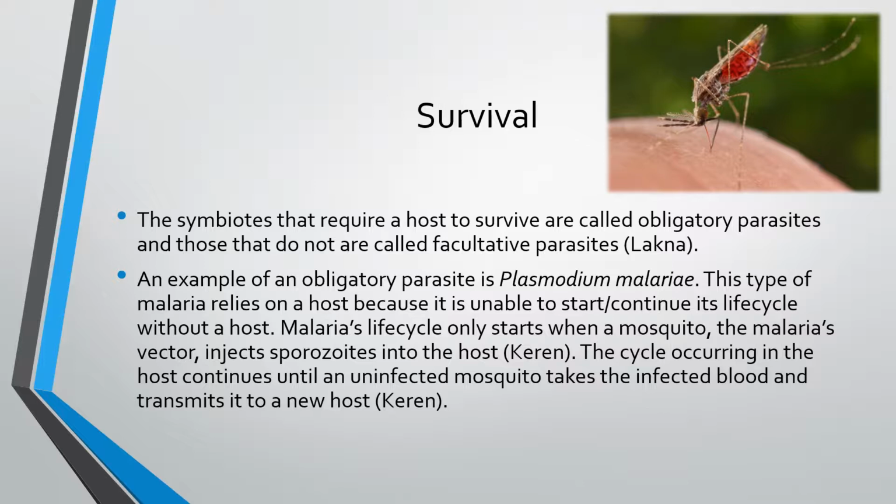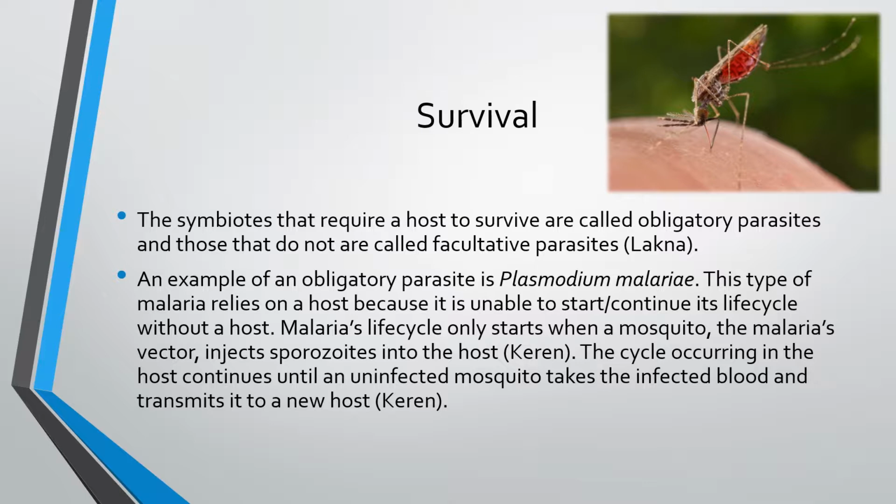Survival is one area in which diversity of parasitic relationships can occur. Not all parasitic symbiotes require a host to survive. The symbiotes that require a host to survive are called obligatory parasites, and those that do not are called facultative parasites. An example of an obligatory parasite is Plasmodium malariae.